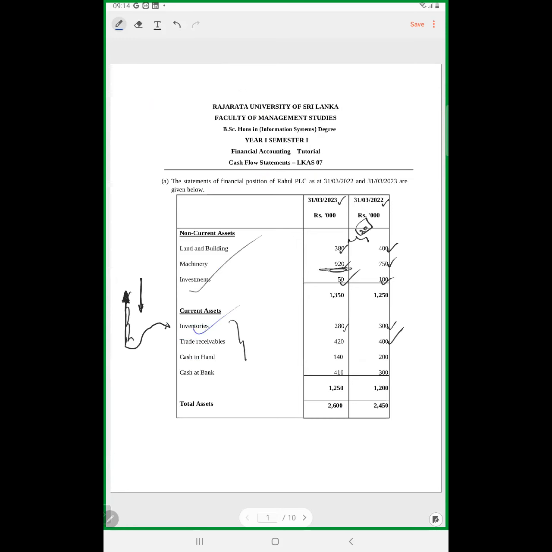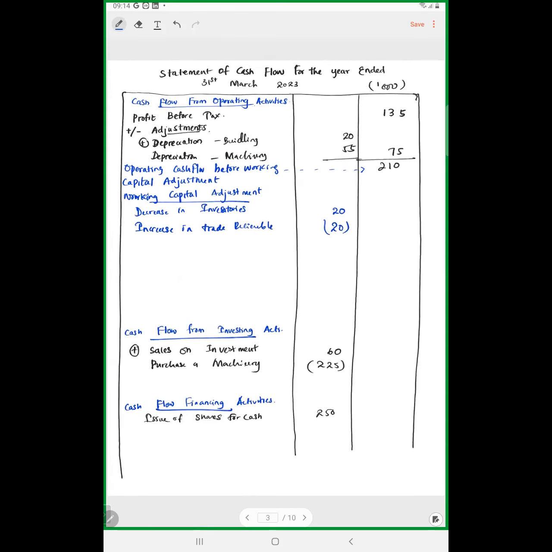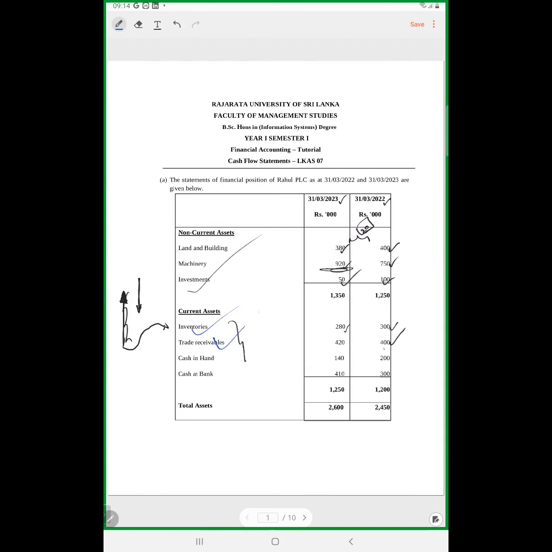Inventory is okay now. Trade receivable, the value has increased. So then what can we do? Increase in trade receivable, we have to deduct. How much? 20 we have to deduct. Then next one, trade receivable, okay.